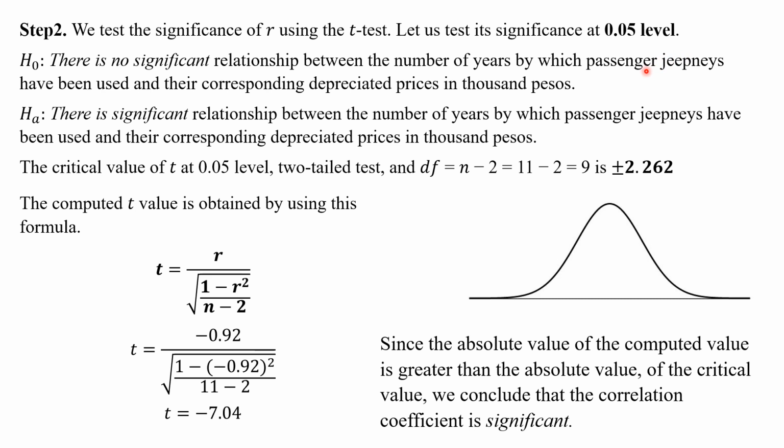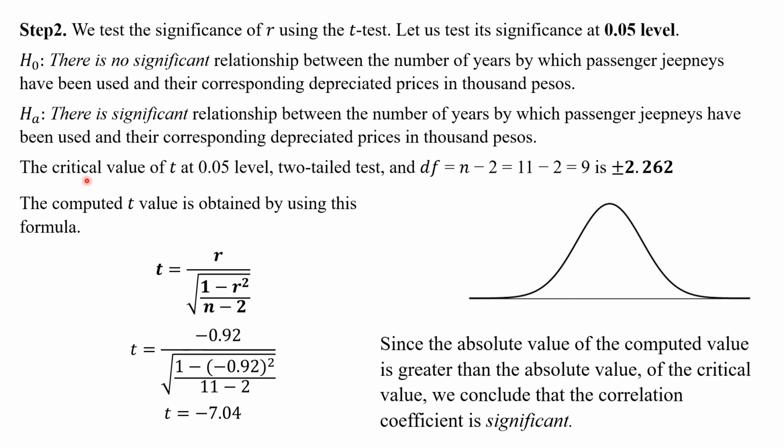First step, we need to state the null and alternative hypothesis. Again, the null hypothesis, meaning there is no significant relationship between the number of years by which passenger jeepneys have been used and their corresponding depreciated prices in 1,000 pesos. Ganon kay null hypothesis. There is no significant relationship. While the alternative hypothesis, there is significant relationship between the number of years by which passenger jeepneys have been used and their corresponding depreciated prices in 1,000 pesos. Kaya alternative naman, there is a significant relationship between the two variable na meron tayo.